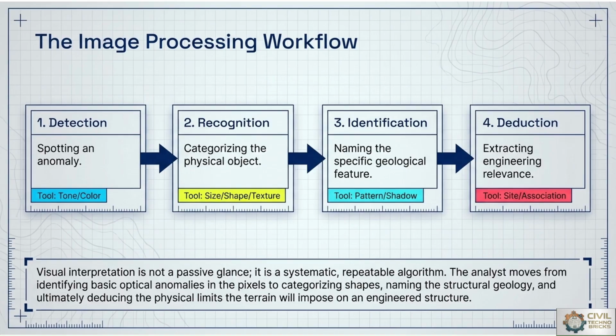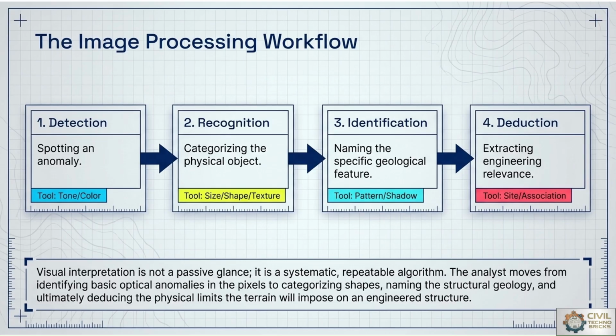The image processing workflow is in four phases. The first is detection and the last one is deduction. So from detection to recognition, followed by identification and deduction. In the first phase, detection, spotting an anomaly, is the tool used to identify or detect a structure, or we can say a feature, on the basis of tone and color.